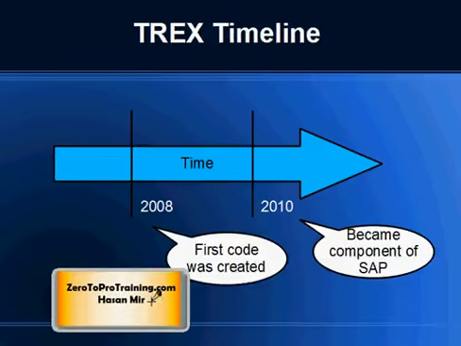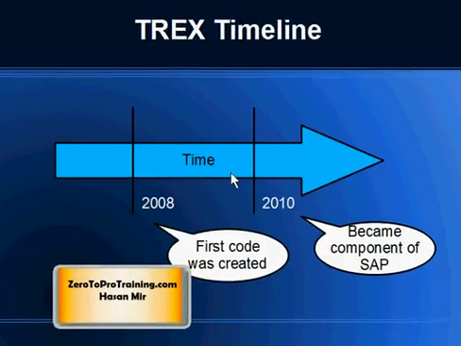If you look at the timeline, the first code was created in 2008, and in 2010 it became a component of SAP products. So this was one of the software that was in the hands of SAP while it was trying to come up with some kind of a solution to solve this database problem that I have covered in other videos. They looked into the software and tried to see how they could use it to create something useful on the database side.